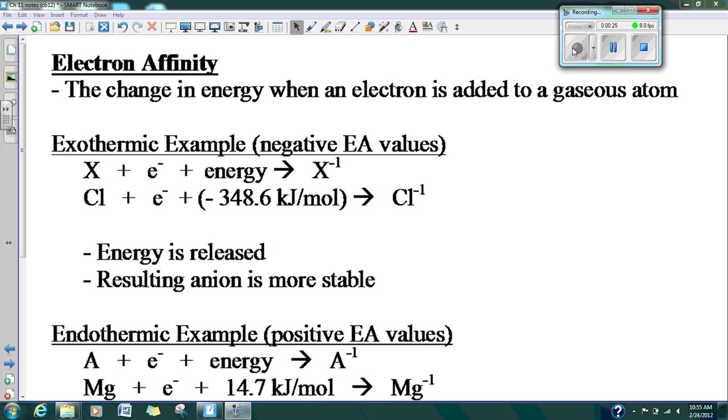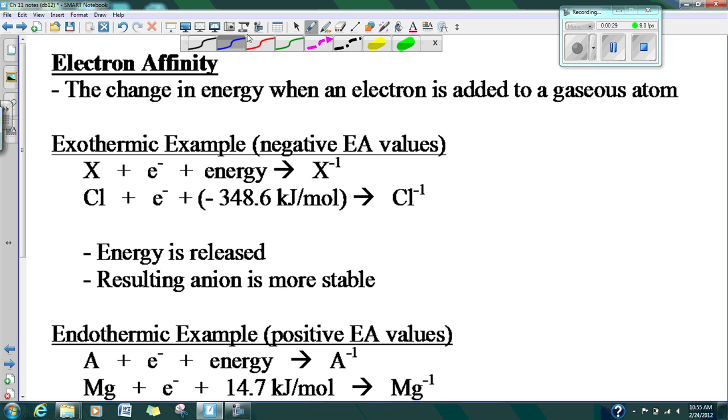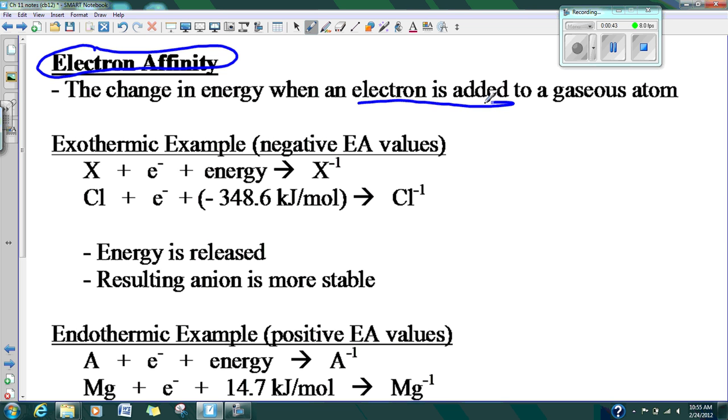And electron affinity is not in our textbook. It is, and we're not exactly sure why it's been omitted. It is in your AP Chem book for those of you that are going to be taking that, and it's just a quick little thing. It's just the opposite of ionization energy. It's called electron affinity. And so it's the change in energy when an electron is added to a gaseous atom.